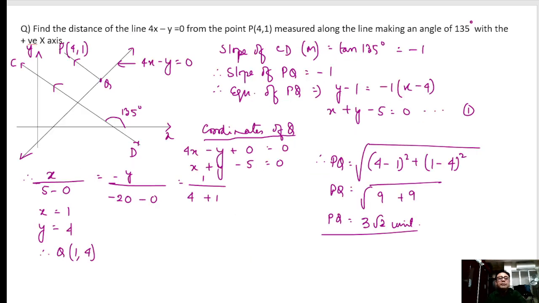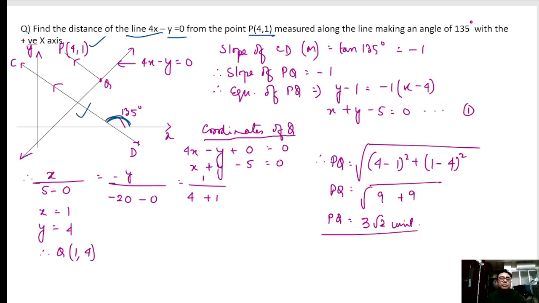Next they are telling find the distance of the line this. So this is that line. I have to find the distance of the line from the point P, but I will measure the distance along the line which is making 135 degrees with the positive x-axis. I will measure the distance along the line making 135 degree with the positive x-axis.